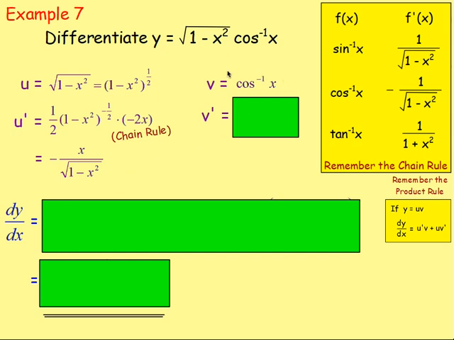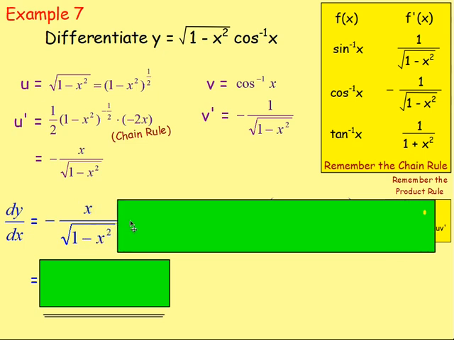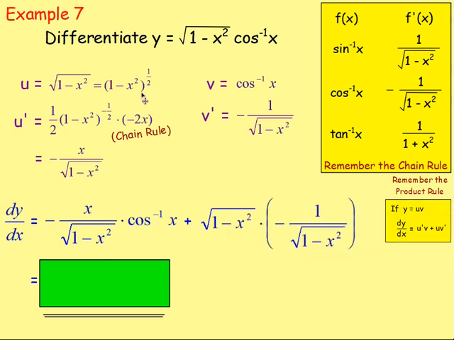V dash, if you differentiate cos to the minus 1, again, that's on the formula sheet, but it would be negative 1 over the square root of 1 minus x squared. Just like that. From there then, product rule, u dash v plus u v dash. U dash times v is going to be this fraction here, negative x over the square root of 1 minus x squared, times v, so times that by cos to the minus 1 of x, and then you'd add on u times v dash. So we'd have the square root of 1 minus x squared multiplied by this fraction here, negative 1 over the square root of 1 minus x squared.